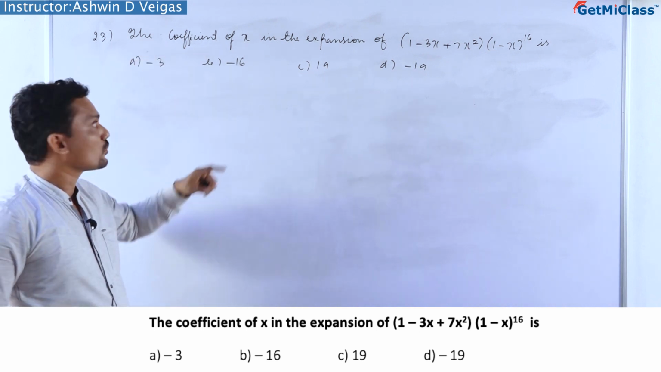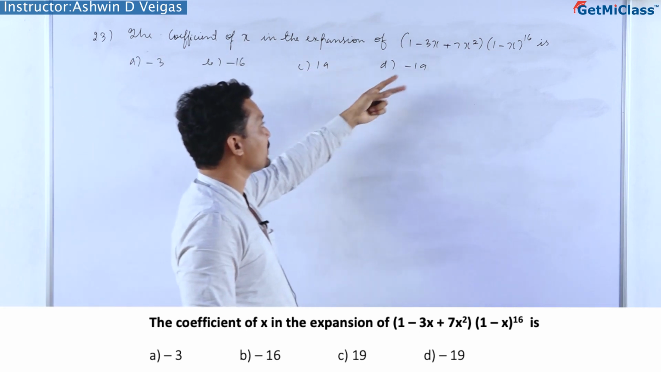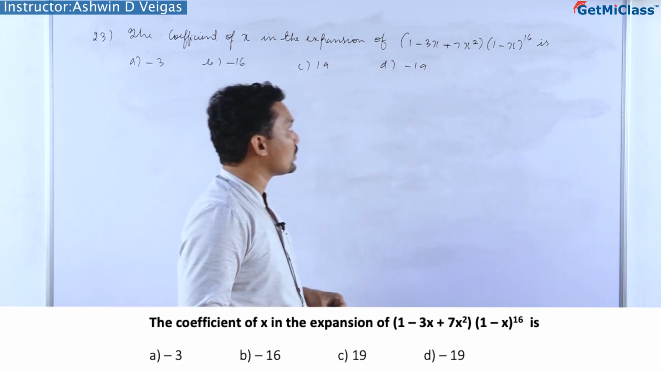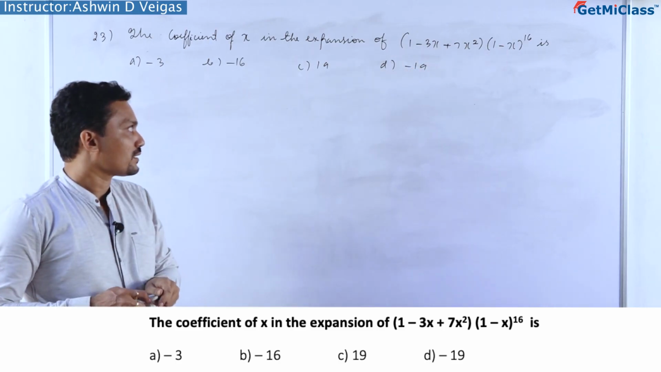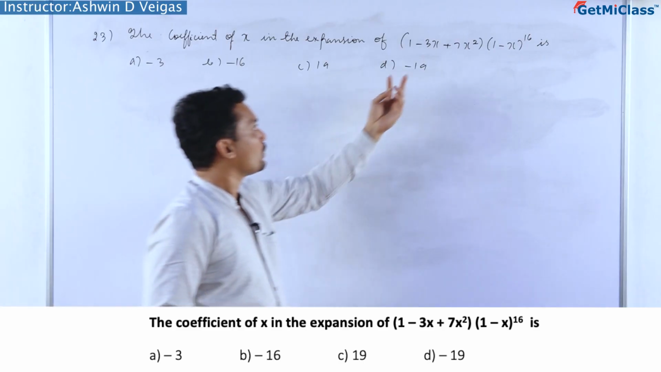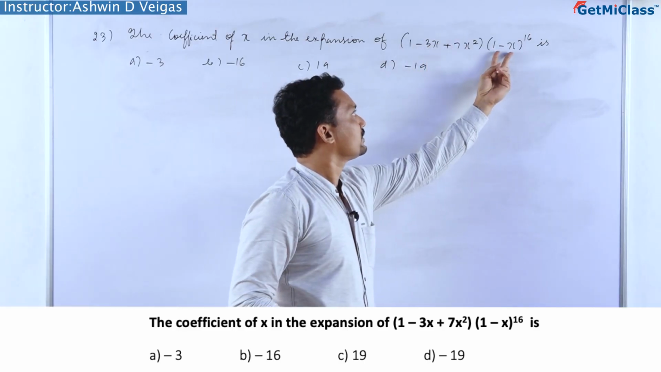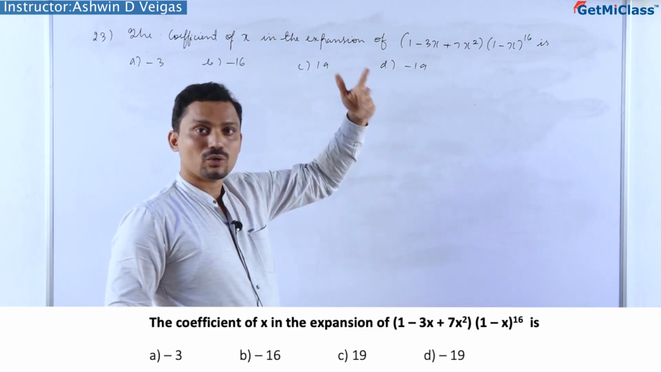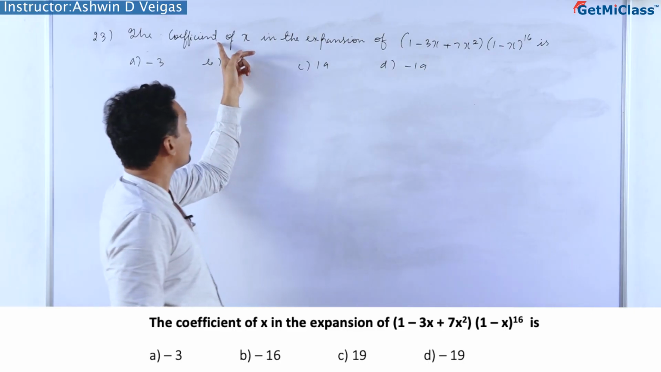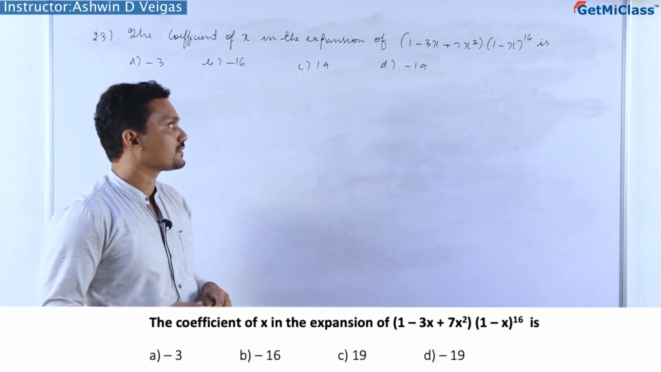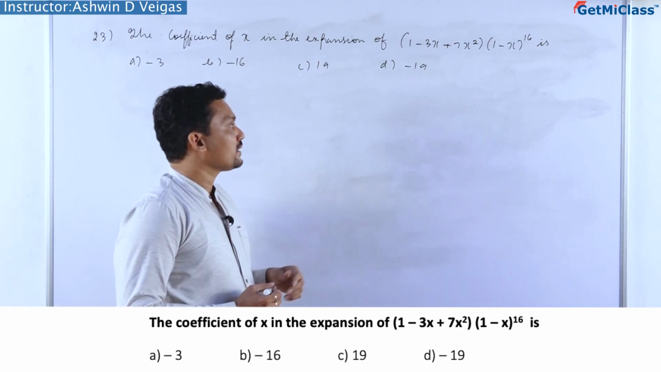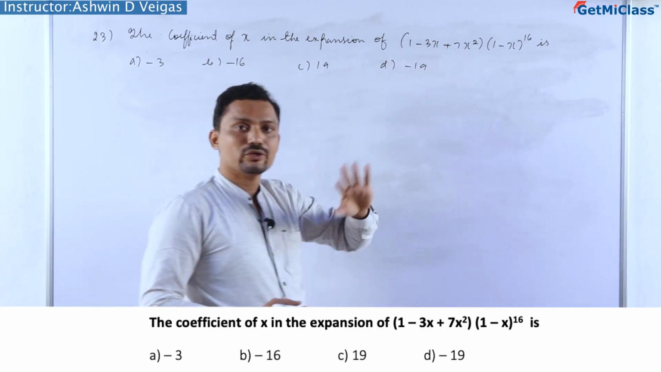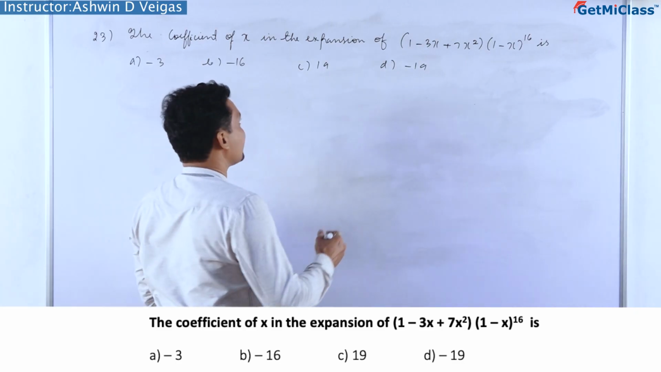23rd question: the coefficient of x in the expansion of this. The question is very simple, the meaning is direct. You have to multiply this with this and there will be many terms, there might be x power all type of terms, but you have to only find the coefficient of x. Now to do that, this first term I am not going to touch, I am going to write it as it is.